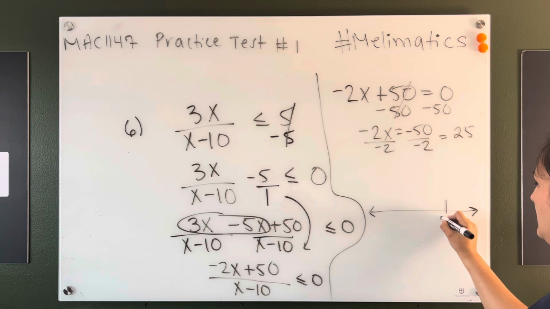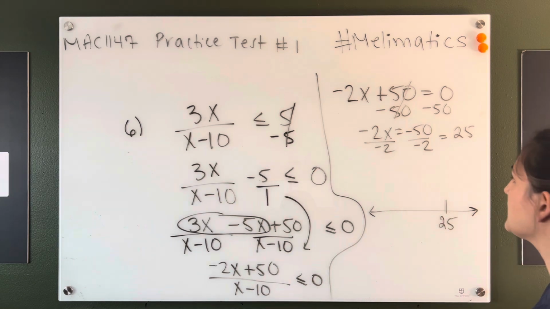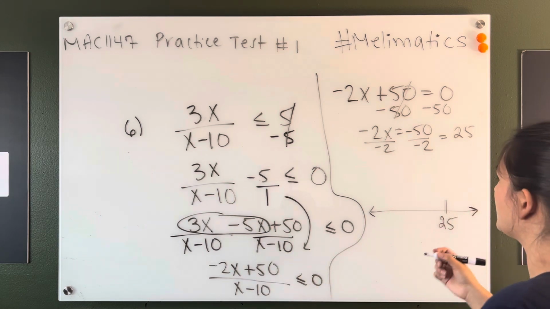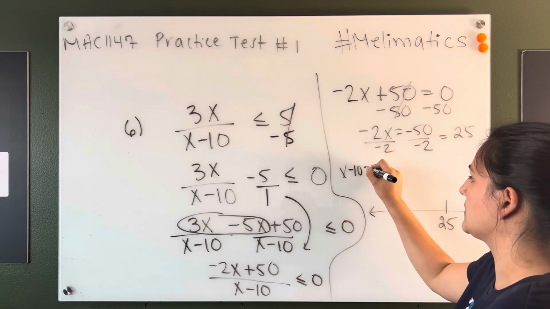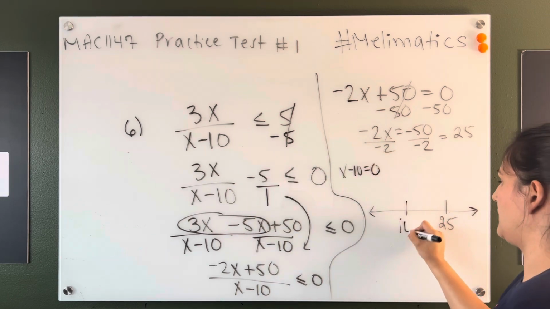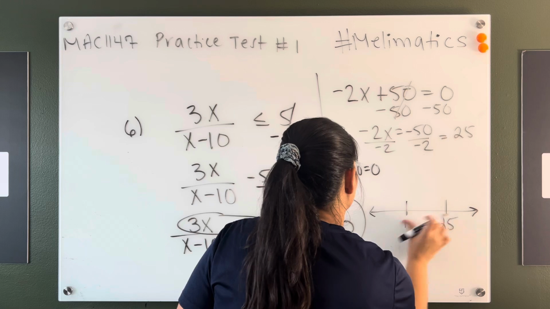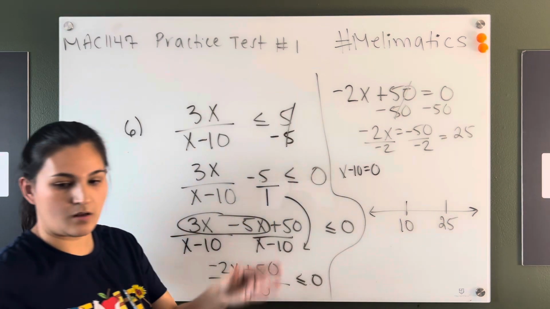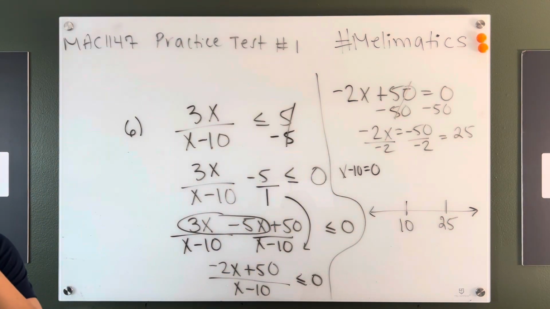Algebra, we don't know how to do this. So 25 is my boundary point. And for the other one, x minus 10 equals 0. So of course that means that x equals 10 is my other boundary point. Okay, so now I have to plug in some points in the intervals between those boundary points.